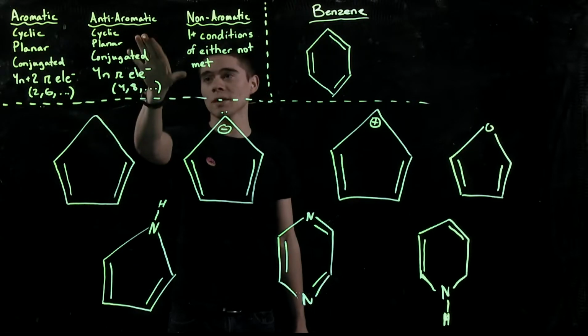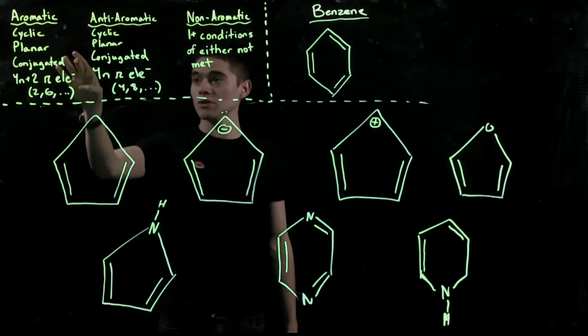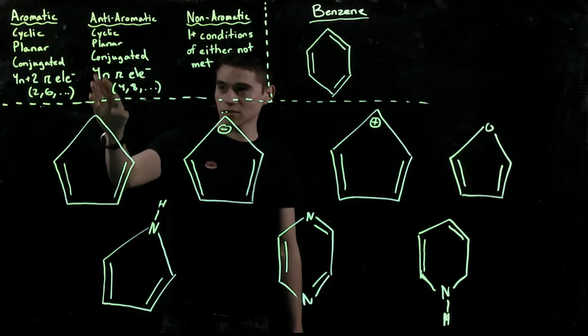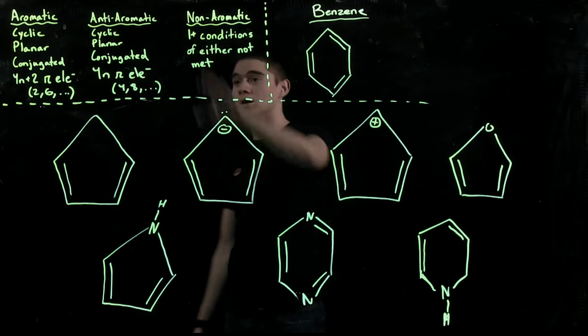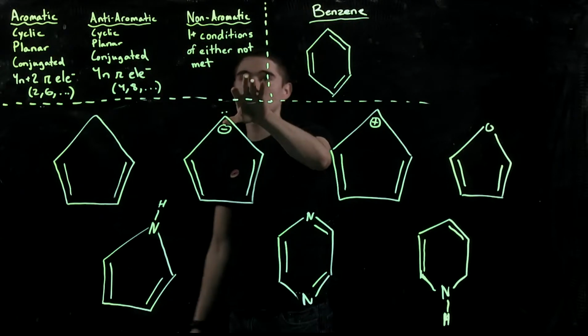Similarly, we have anti-aromatic, which follows the same first three rules, but anti-aromatic follows a 4n rule. And then if it doesn't follow one or more of these rules, it's non-aromatic.